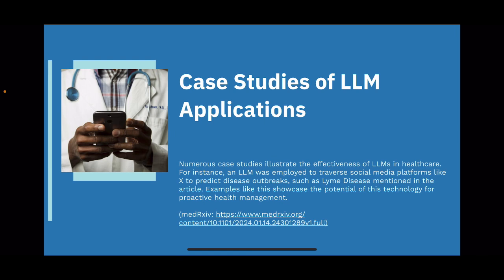And a specific use and case study of practical engagement of an LLM application, based on MedRxiv. LLMs have already been used on social media before, such as X, to predict disease outbreaks, and as stated in the article, diseases such as Lyme disease were able to be tracked more efficiently with the use of large language models processing data through Twitter.